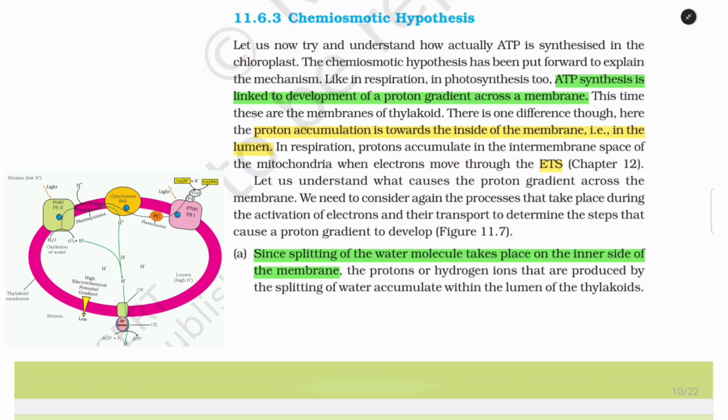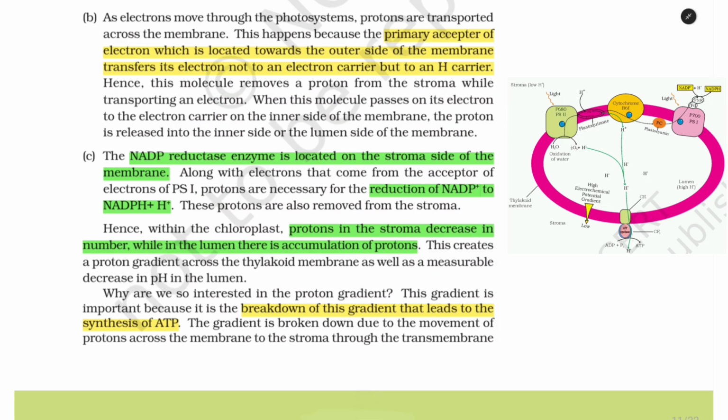Figure 11.7. Number A. Since splitting of the water molecule takes place on the inner side of the membrane, the protons or hydrogen ions that are produced by the splitting of water accumulate within the lumen of the thylakoids. Number B. As electrons move through the photosystems, protons are transported across the membrane.